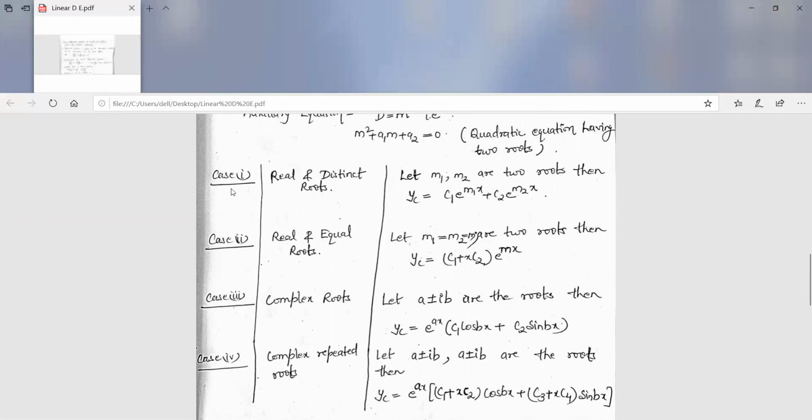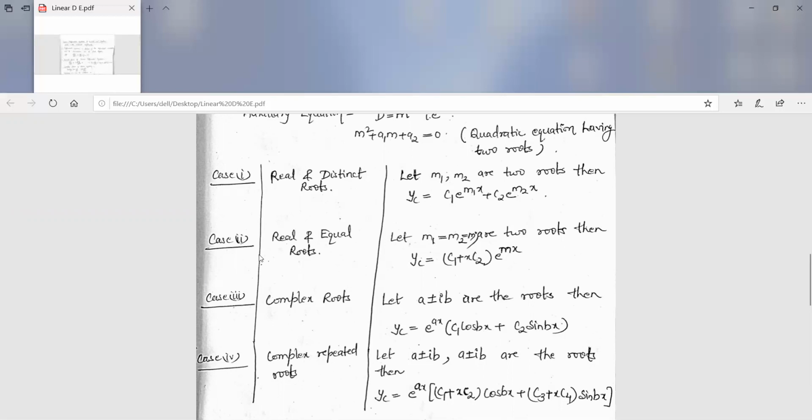Coming to the first case, which is real and distinct roots. If we get real and distinct roots, different real numbers, suppose m1 and m2 are two different, real and distinct roots of the equation. In that case, the complementary function will be c1 e power m1x plus c2 e power m2x.